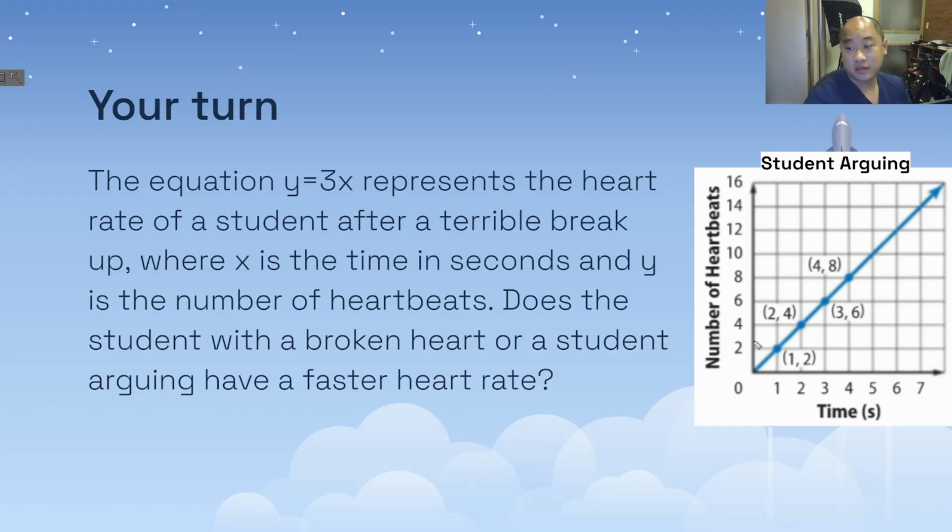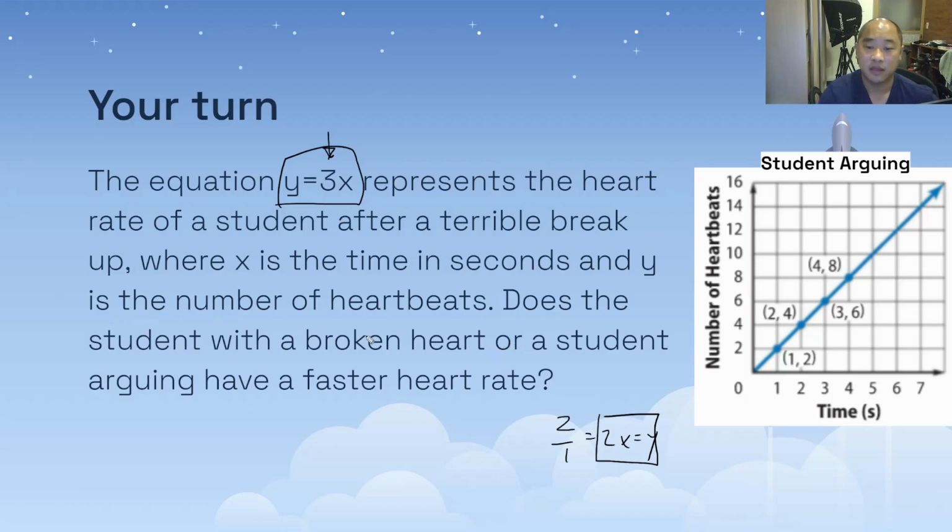Welcome back. This is the same relationship. This is the same graph that we just saw. So it's 2 over 1, right? Which is 2x equals y. This is our equation. We have y equals 3x. So you can see here that 3 is bigger than 2. So 3 being the constant of variation, being higher, that tells you that the heart rate is faster. So which one has a faster heart rate? It's the student with a broken heart.